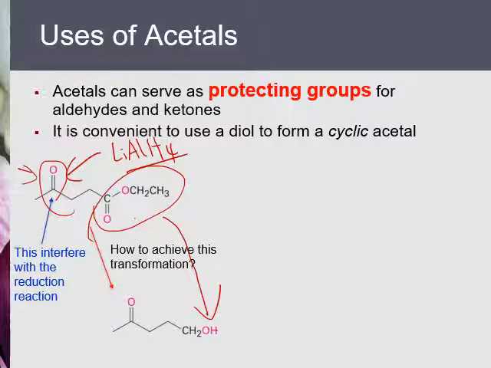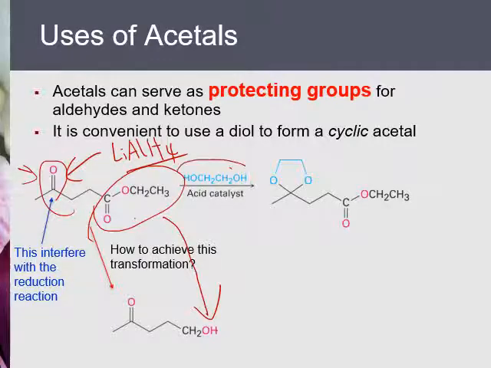So first step, we add ethylene glycol, which is a diol with 2 carbons, under acidic conditions, and that gives you a cyclic acetal. Note that you also have 2 carbons here because ethylene glycol has 2 carbons.